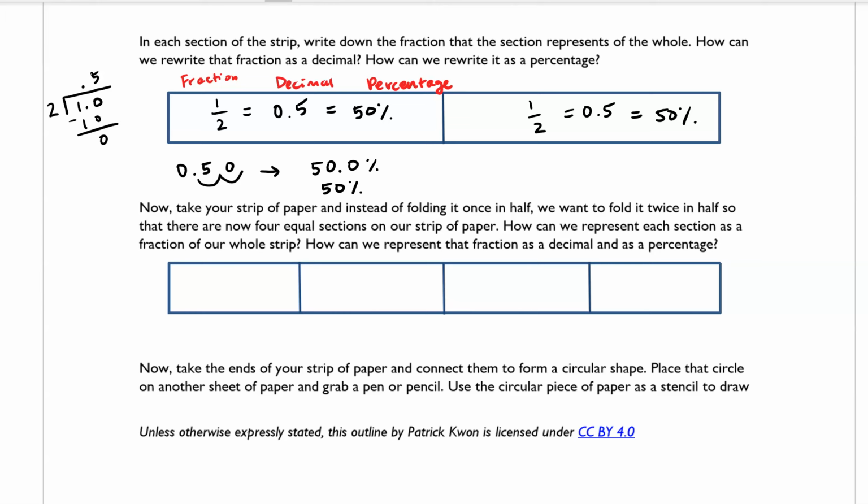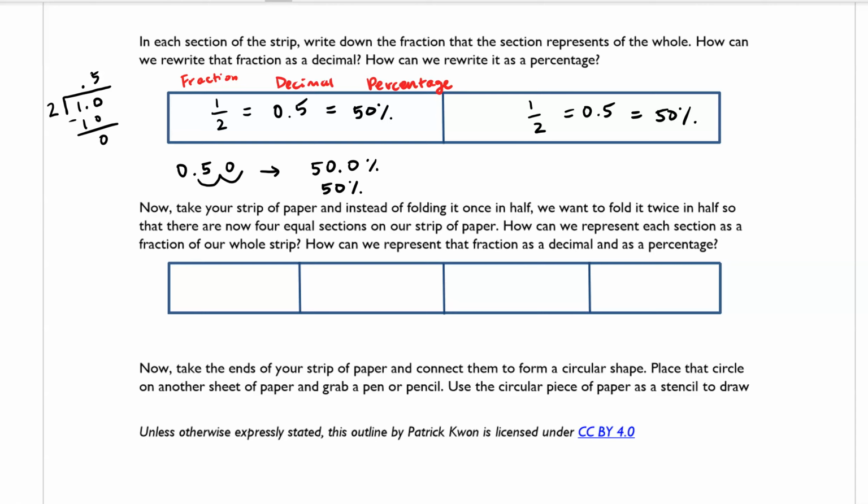Now take your strip of paper and instead of folding it in half, we want to fold it twice in half so that there are now 4 equal sections on our strip of paper. How can we represent each section as a fraction of our whole strip? How can we represent that fraction as a decimal and as a percentage?